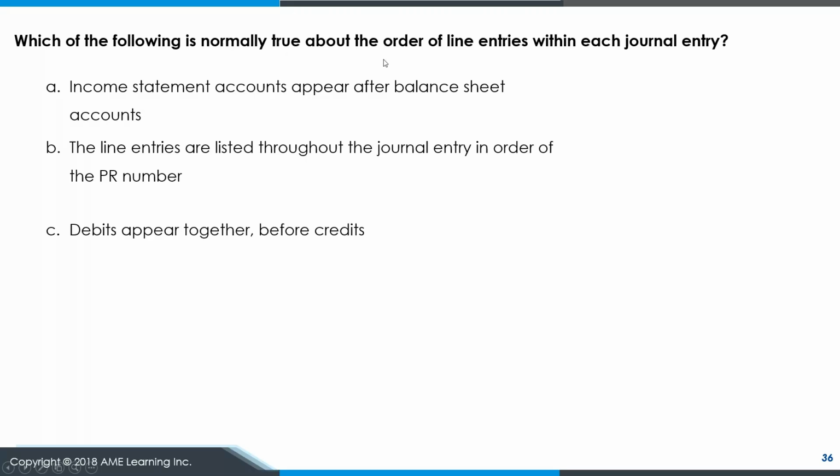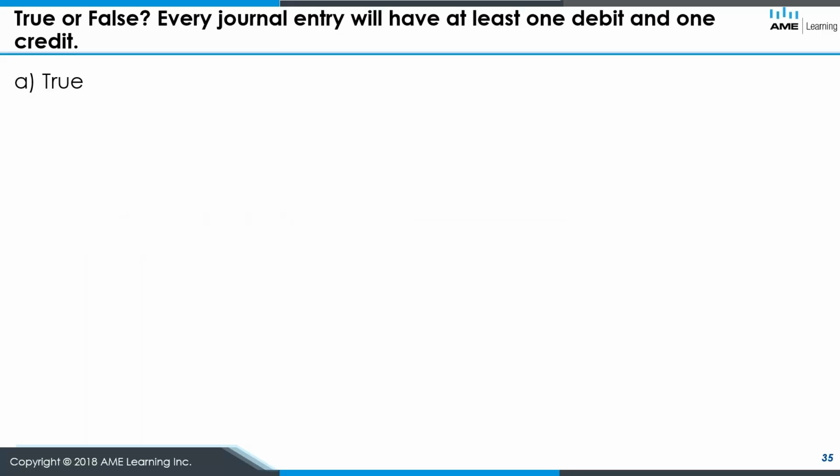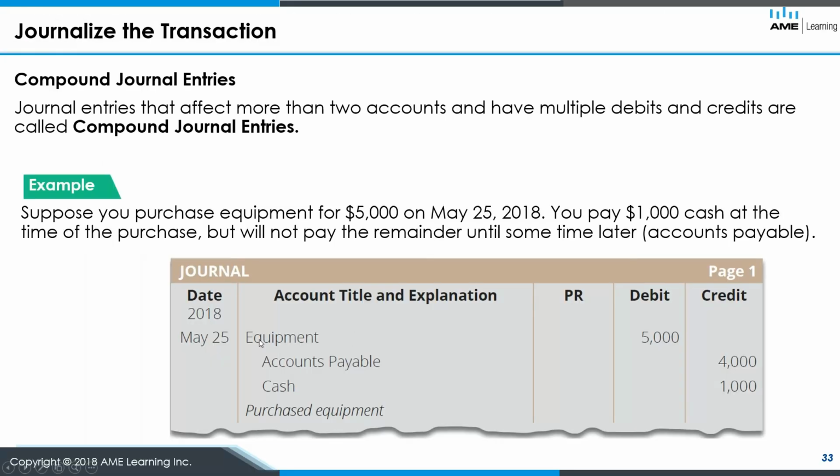Which of the following is normally true about the order of line entries within each journal entry? Debits appear together before credits. That's one of the formatting rules: typically we always have the debits together, and they will be before the credits. When we say before, they're at the top of the journal entry.